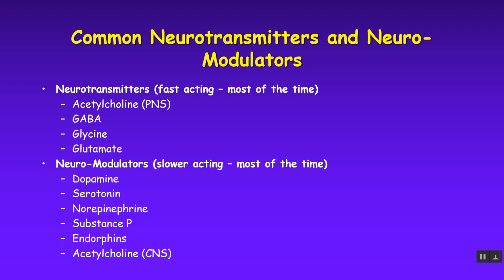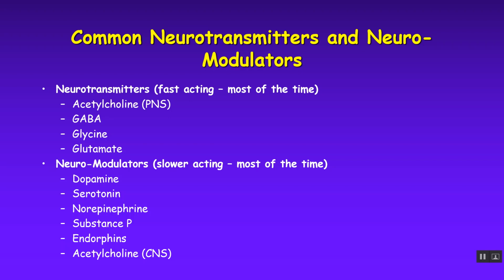GABA is one that's also a neurotransmitter, glycine and glutamate. If you know that all the things that start with G are basically a neurotransmitter, that's helpful. And just acetylcholine can be both, depending on whether you're CNS or PNS. So acetylcholine's the exception, but if it starts with a G, it's a neurotransmitter. If it starts with anything other than a G, other than acetylcholine, then most likely, 90% of the time, it's going to be a neuromodulator or G protein mediated type neurotransmitter.